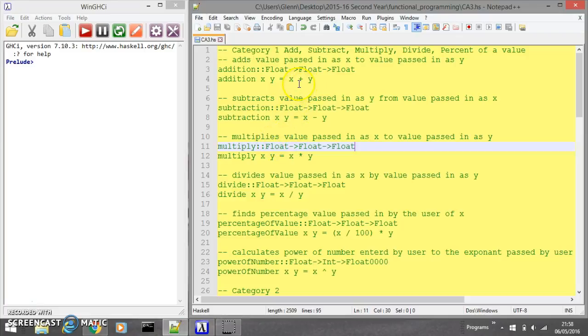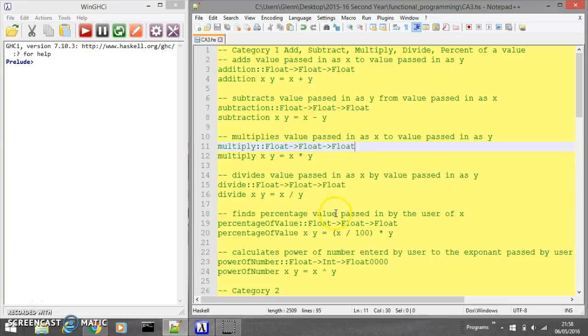Addition is very basic, it is adding two numbers together, and subtraction is minusing one number from another. Multiplication is multiplying one number by the other, and division is dividing one number by the other. These are basic, and I will show them working later on. Next, I added in two extra functions to this, which are calculating powers and percentages.